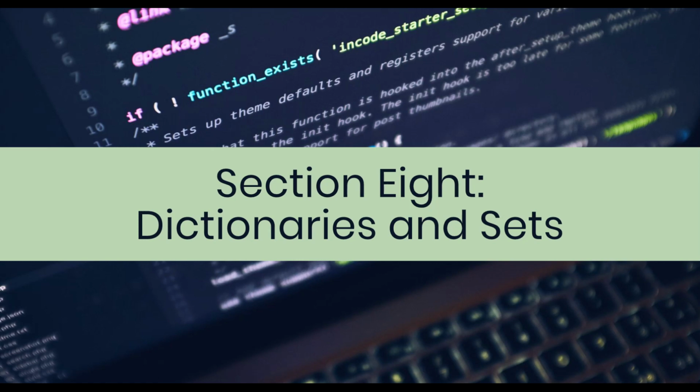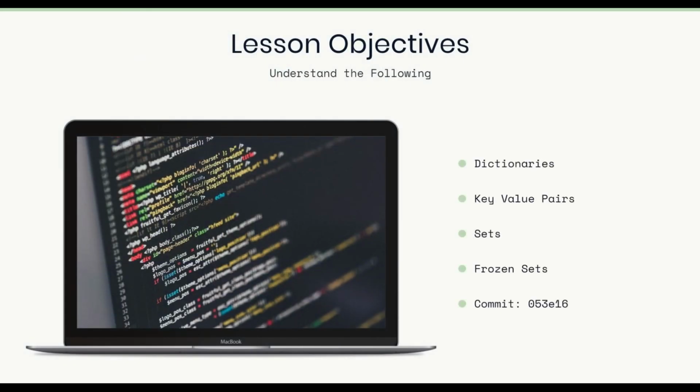This is Section 8, Dictionaries and Sets. The lesson objectives for this video include understanding the following: dictionaries, key value pairs, sets, frozen sets, and that last bullet is the commit related to getting the resources out of the version control project. And of course, we'll use that when we get to the lab part of the lesson.